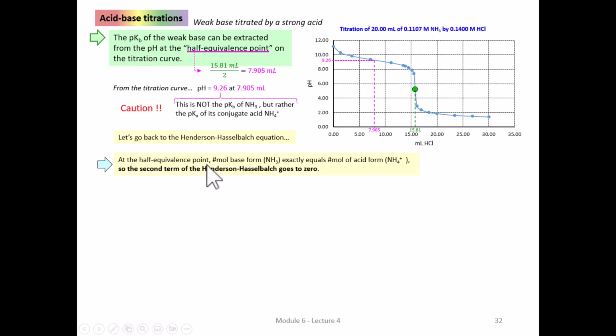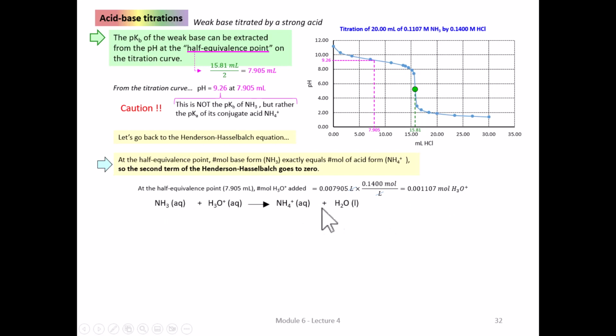At the half equivalence point, the number of moles of base form exactly equals the number of moles of acid form because we've titrated exactly half of the ammonia. And that makes the second term of the Henderson-Hasselbalch go to 0. And let's demonstrate this. At that half equivalence point, the number of moles of hydronium ion added would be 0.001107 moles. Here's the reaction that's going on in the flask.